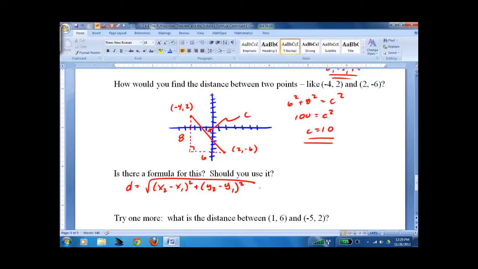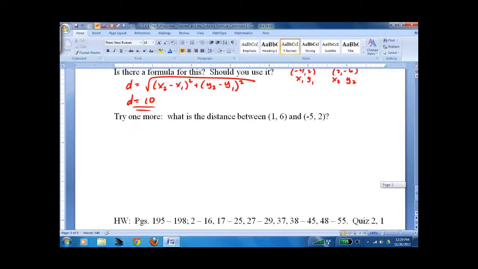That's the formula. And you would take -4 comma 2 and 2 comma -6 and label them x1, y1, x2, y2, and you'd plug them all in here. And if you do that, you'll find out that D equals 10. So which way you want to do it, it's entirely up to you. If you want to memorize a formula, great. If you want to draw the graph, that's fine too. I'll do the formula here since I've already done the graph one.